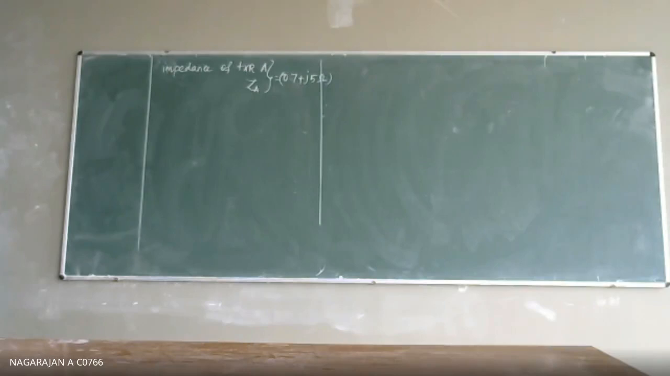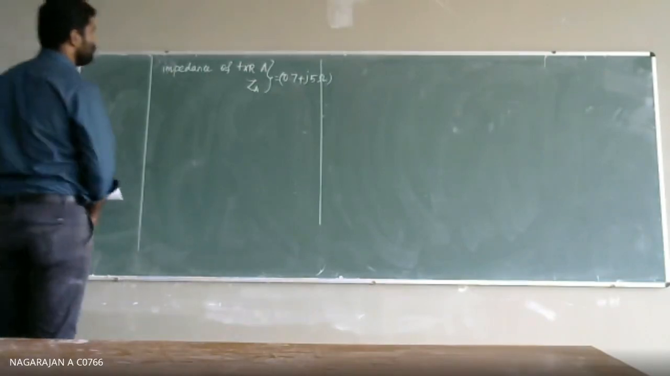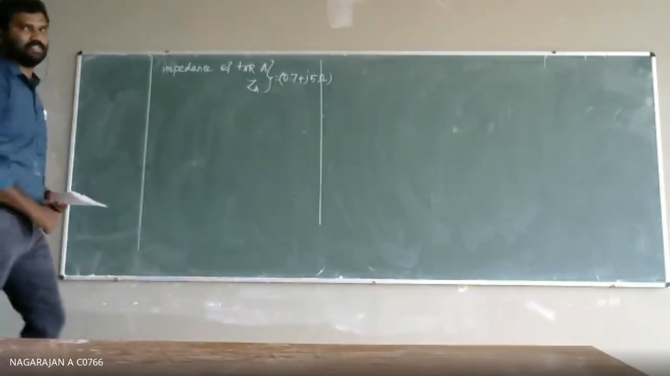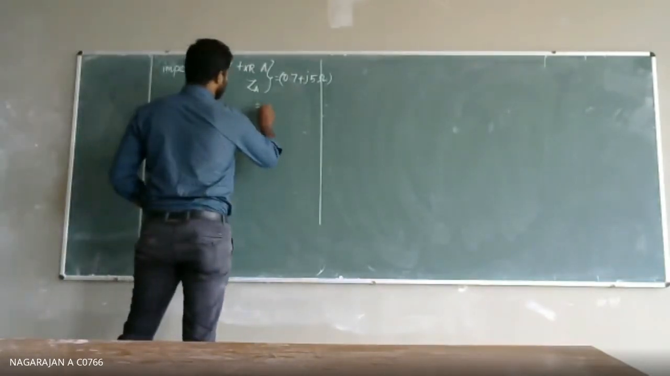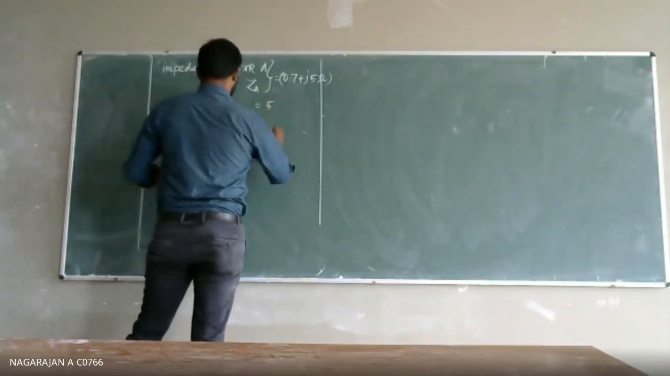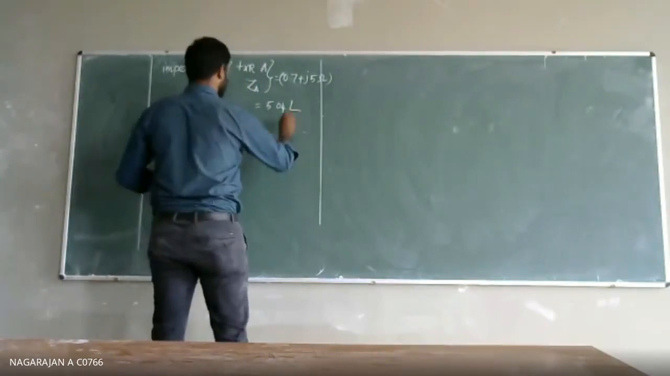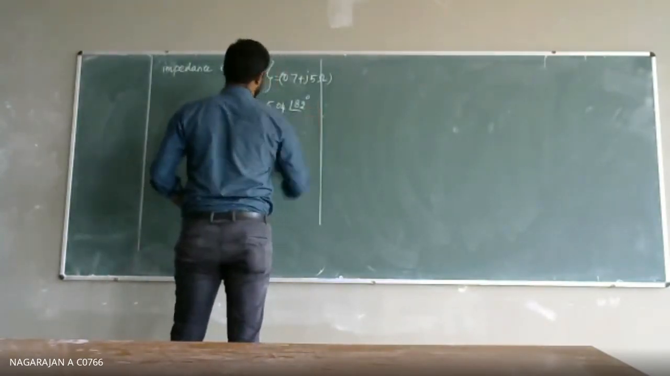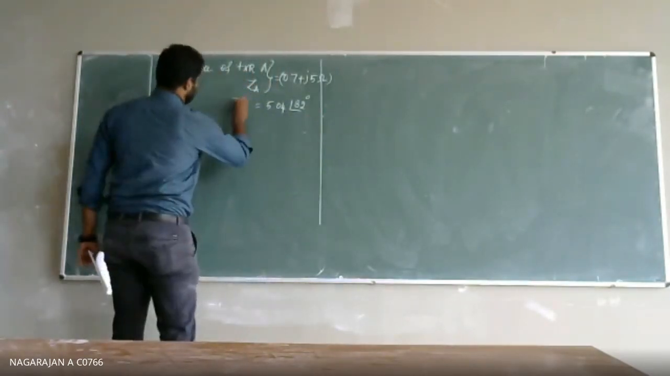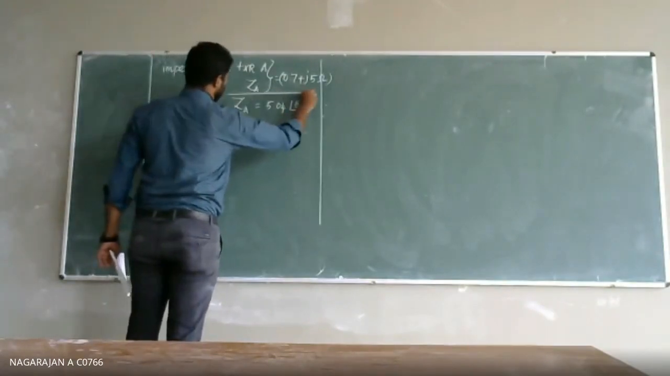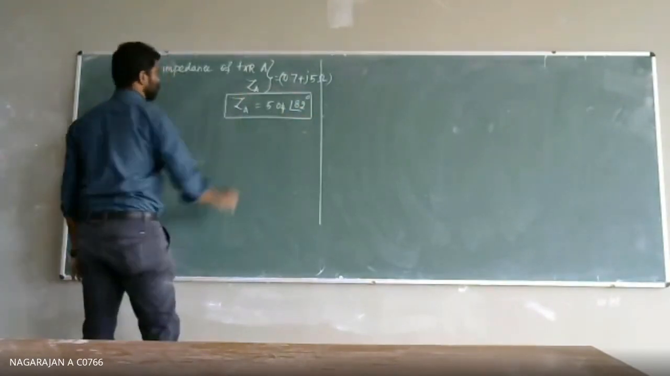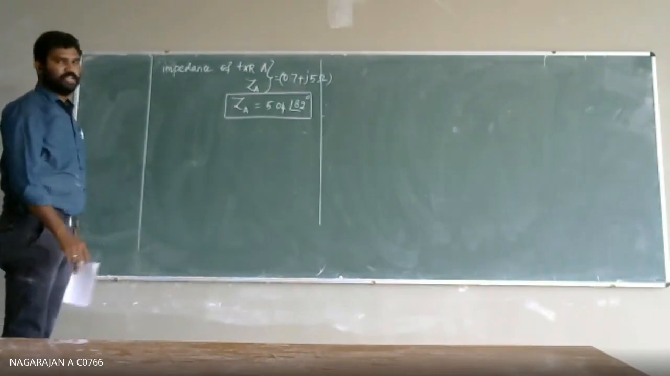This is why I told you guys to have a calculator. Please keep a calculator with you. I'll tell the answer. For the next problem, you should be having the calculator. Okay. So the answer is 5.04 with an angle of 82 degrees. That is ZA, 5.04 with an angle of 82 degrees.